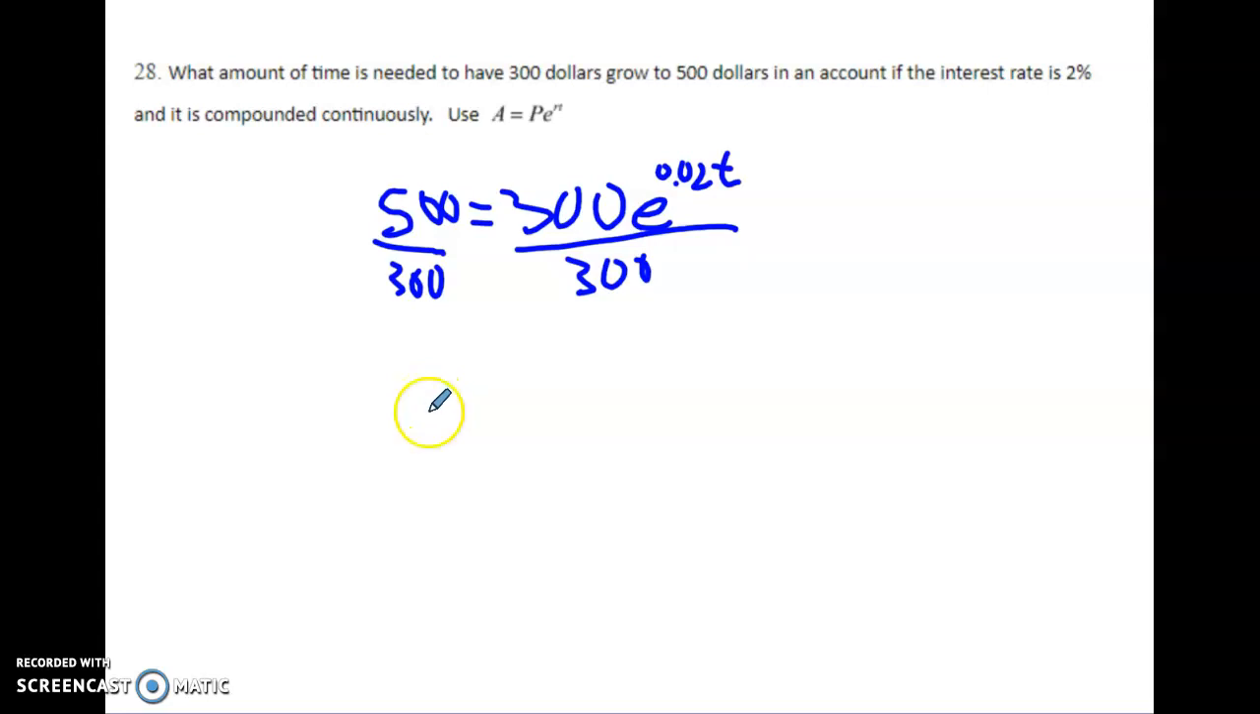500 divided by 300 is 1.7 equals e to the 0.02t. Now, I want to get rid of the e.